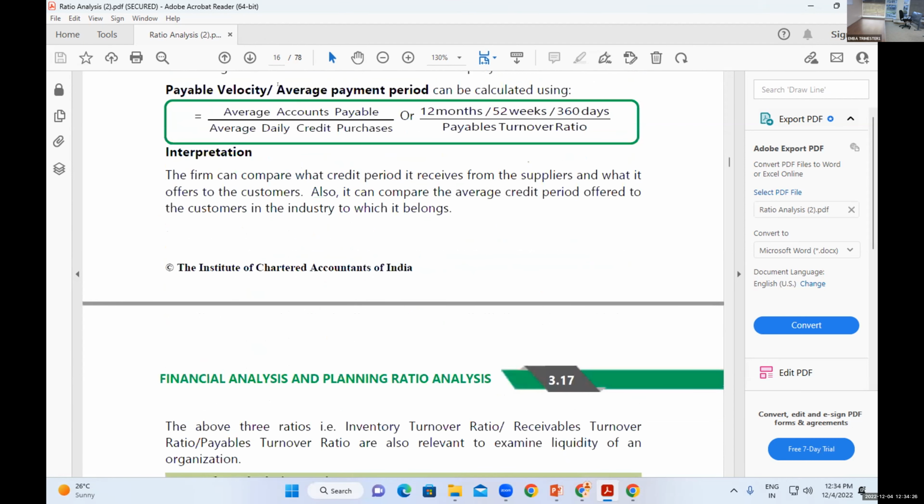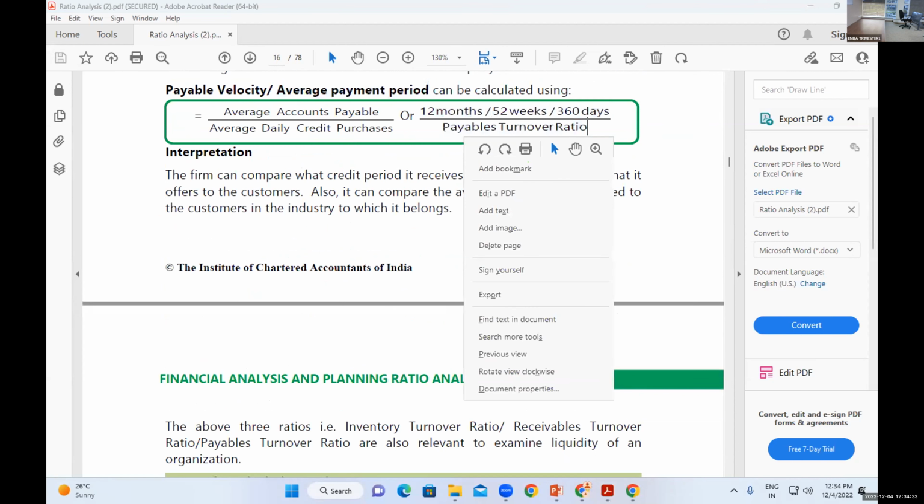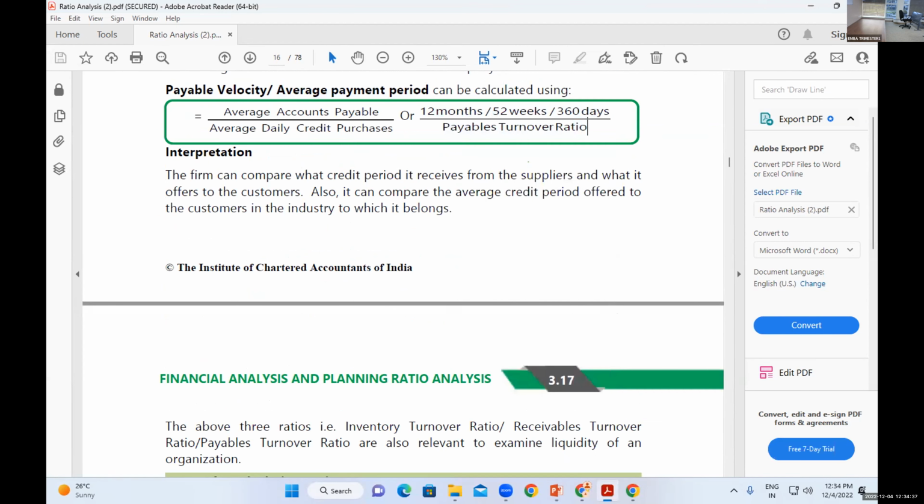Similarly, you can calculate the average payment period also: total number of days in a year divided by creditor turnover ratio. Payable turnover ratio is nothing but creditor turnover ratio. What is the interpretation? For the collection period you said lesser is better. Here it is higher the better, because you have to pay.